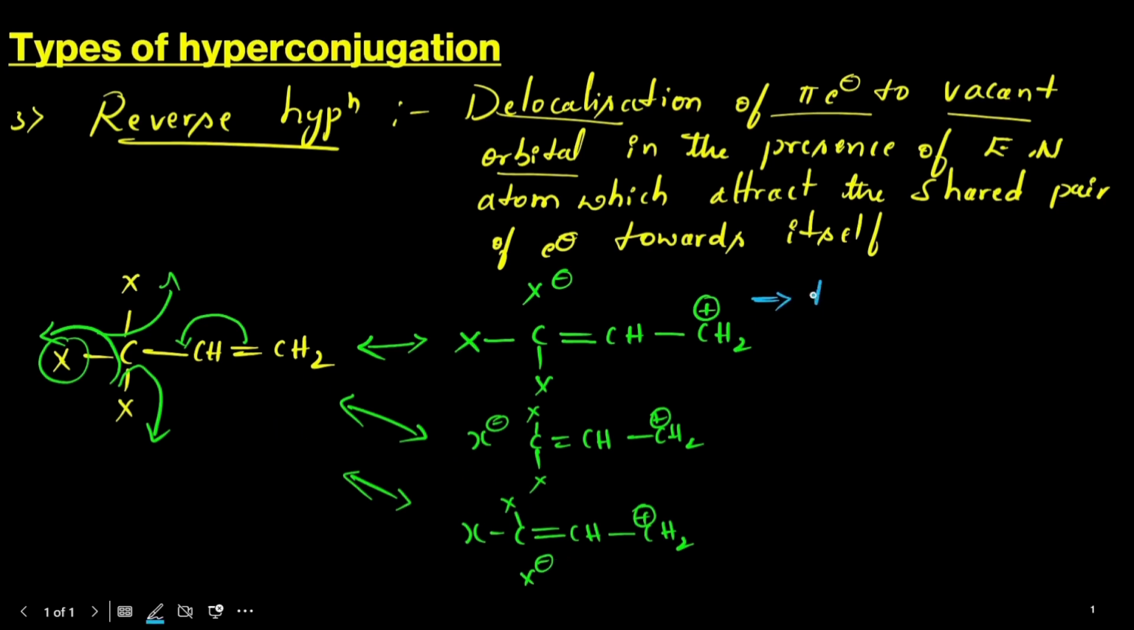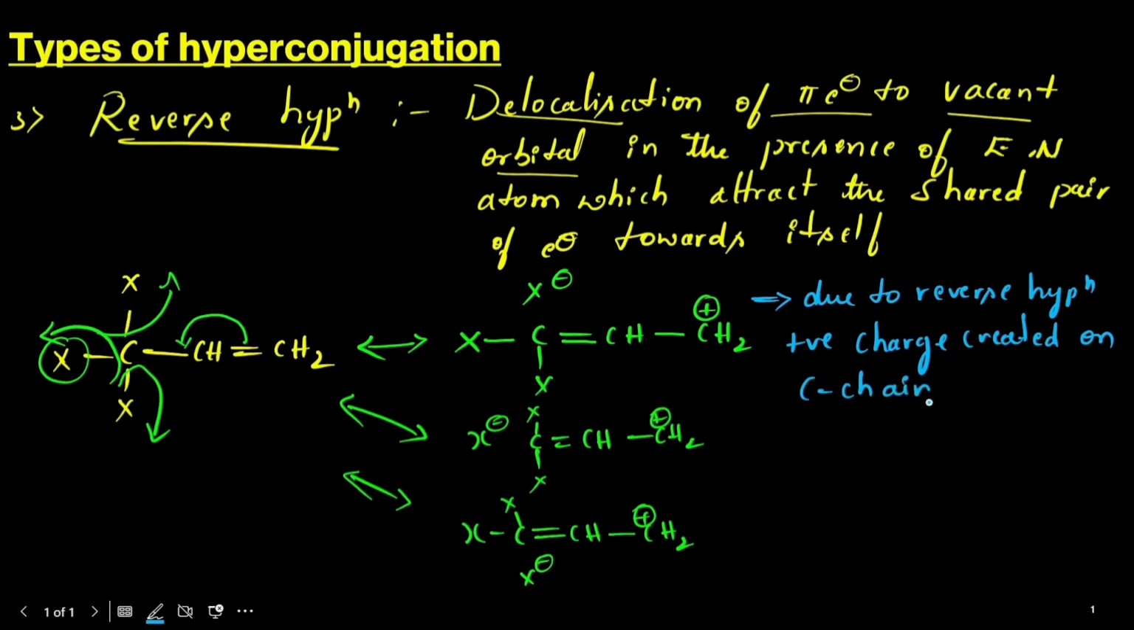Due to reverse hyperconjugation, positive charge is created on carbon chain. But due to hyperconjugation, negative charge is created on carbon chain.